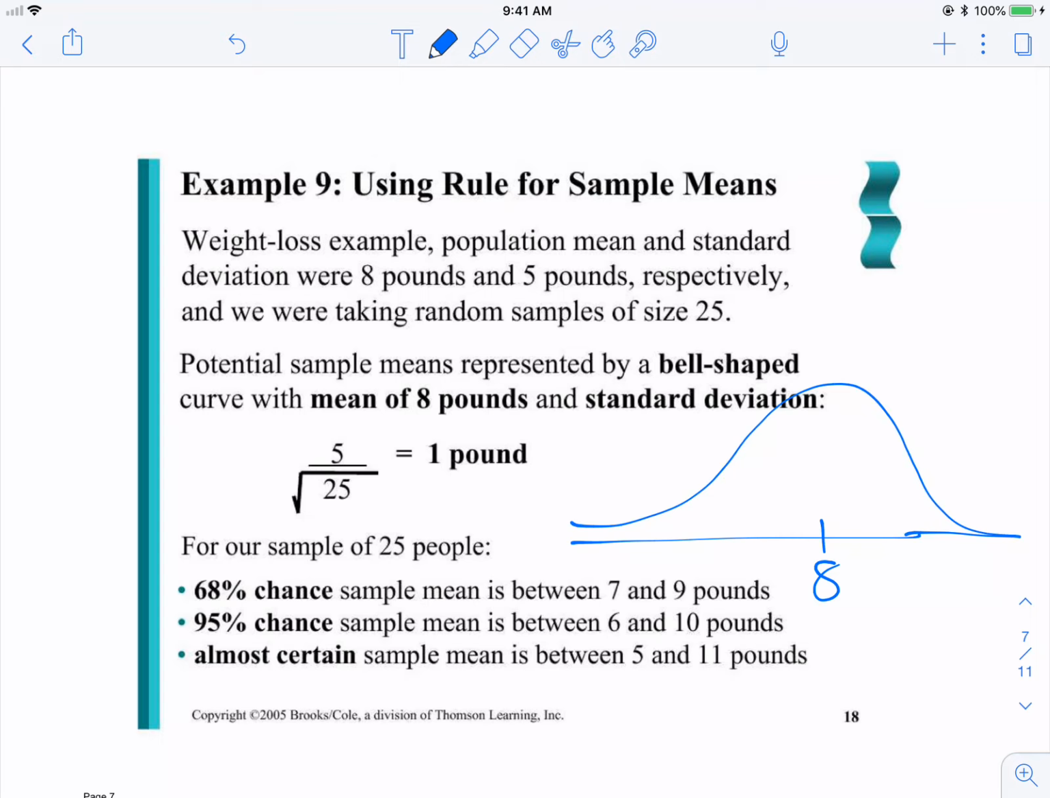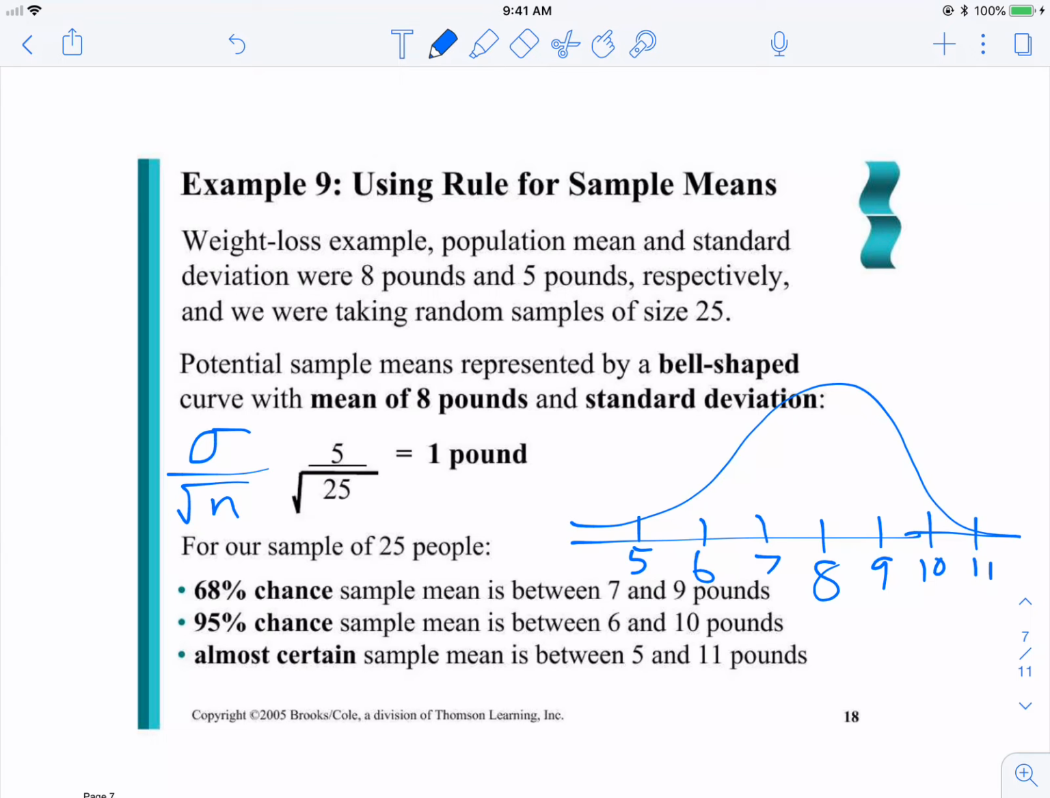And the standard deviation, again, our equation for that is population standard deviation divided by the square root of the sample size n. So our population standard deviation was 5, sample size was 25, square root of 25 is 5, 5 over 5 gives us 1 pound. Nice and easy to work with. So that's our step size going to the right, 9, 10, 11. Going to the left, 7, 6, 5.